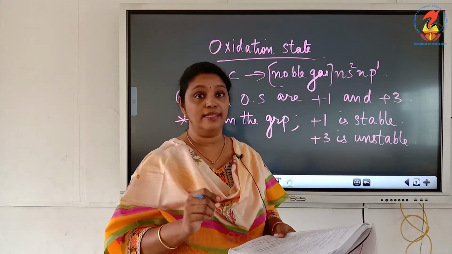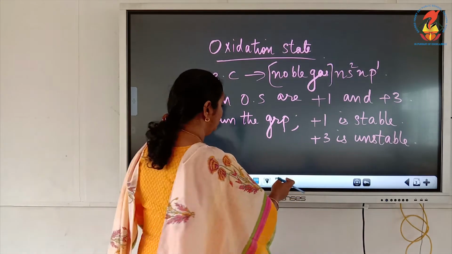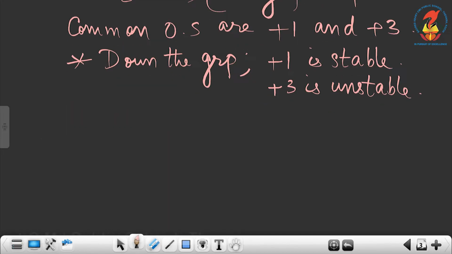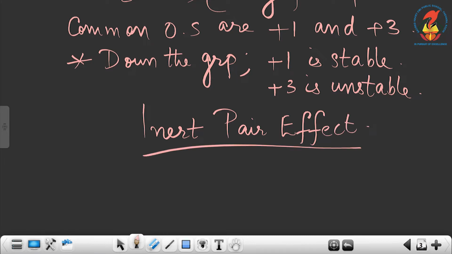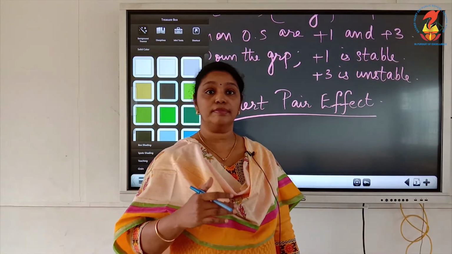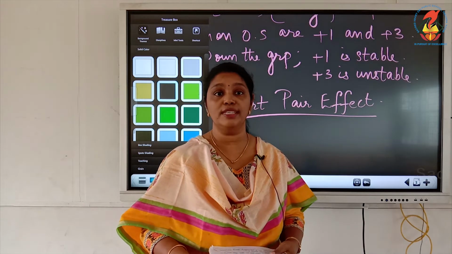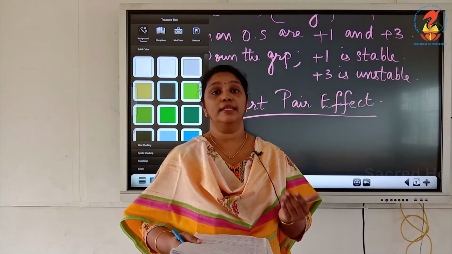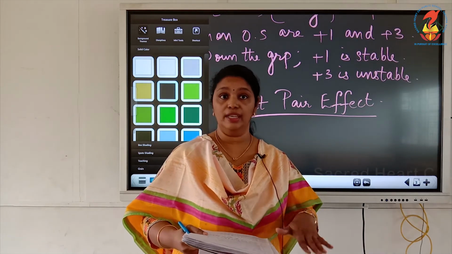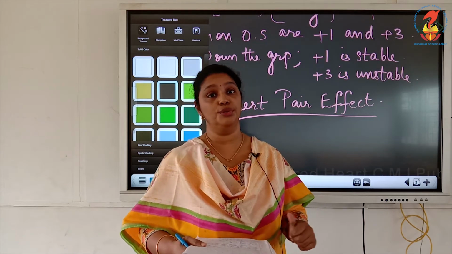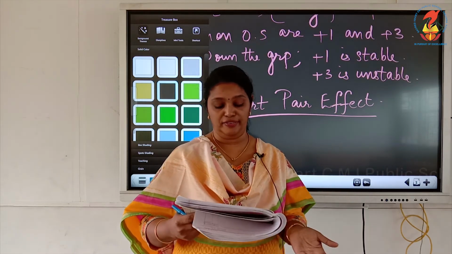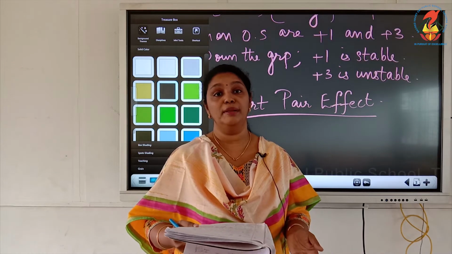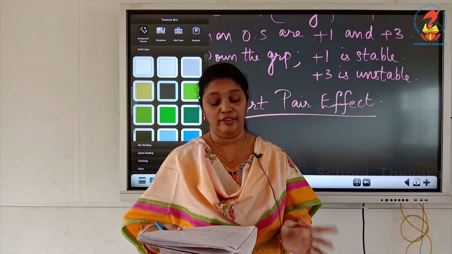And the answer is, this is due to a term called inert pair effect. So the reason for the stability of lower oxidation state down the group and the instability of higher oxidation state down the group is due to inert pair effect. Now let us see what do you mean by the term inert pair effect.